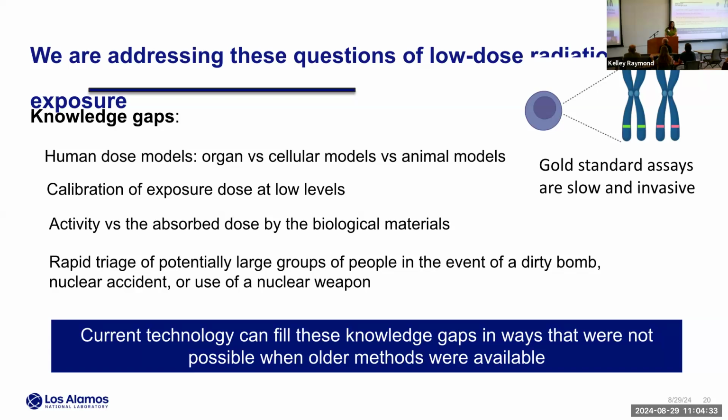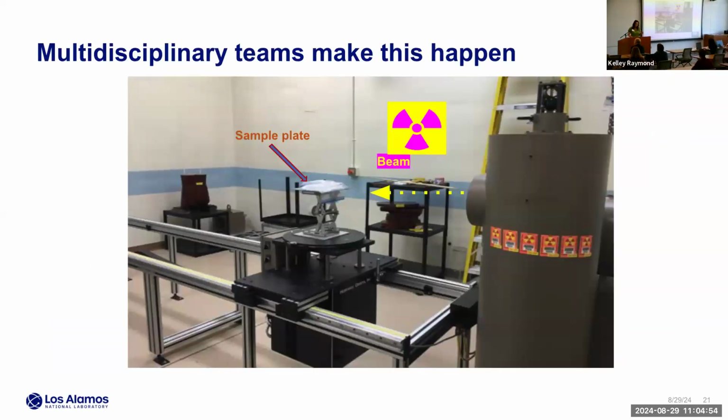You know, what's the absorbed dose by the biological materials? The absorbed dose is going to be much different if you've got a tissue versus a piece of wood, for example. And the goal really is, how do we rapidly triage people? Is that even going to be possible? We've got some interesting multidisciplinary teams that make this happen.